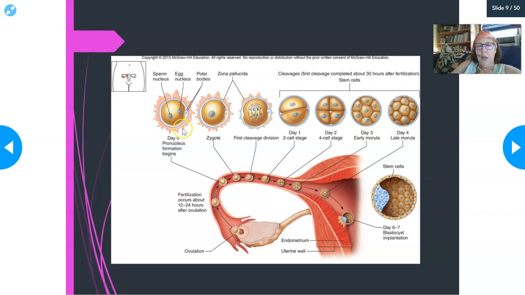So here's a representation. Again, you have fertilization going on here, we have your zygote, and then you have your divisions. You can see that the size of the organism, the zygote itself, stays the same, but the cells that make it up become smaller and smaller. And by day 6 or 7, you have this blastocyst that can implant. So fertilization, a week, and then you get implantation.